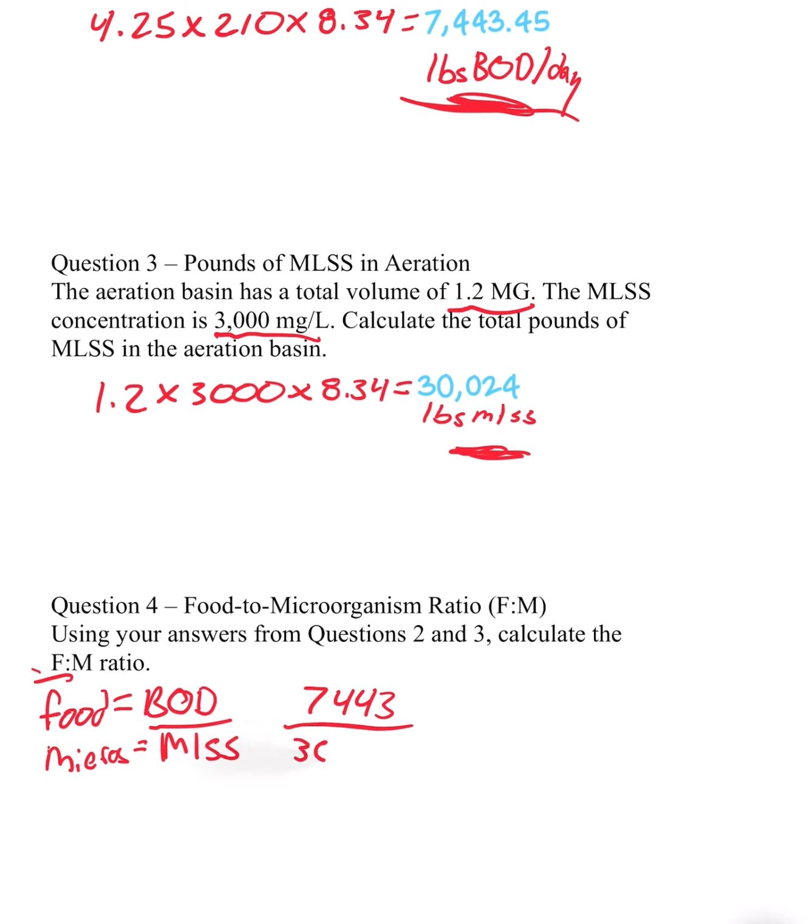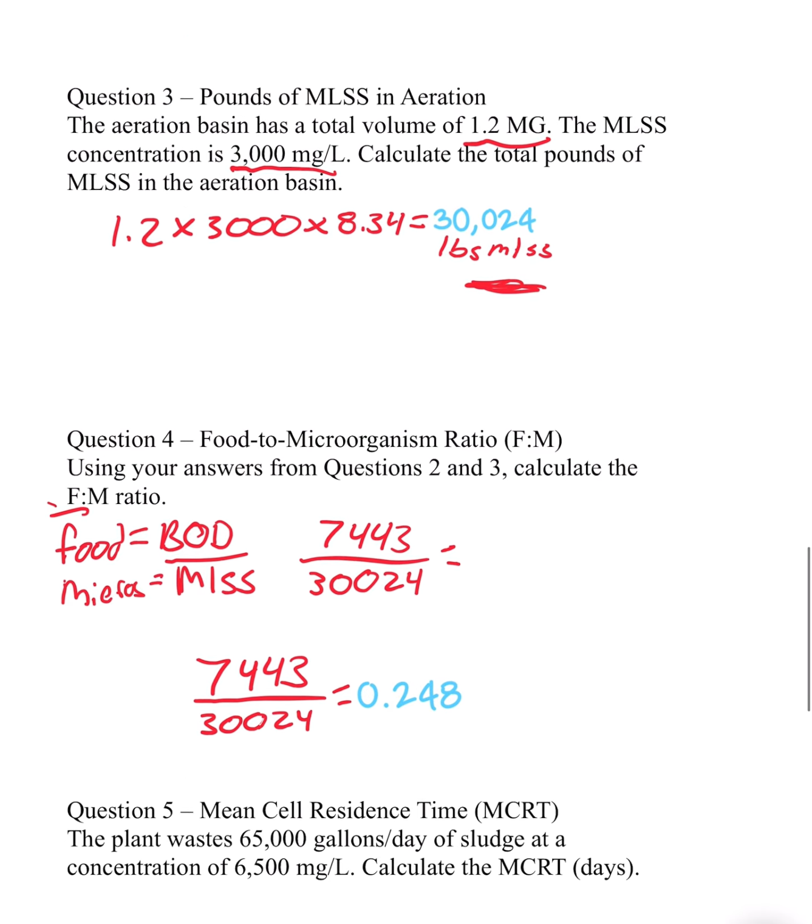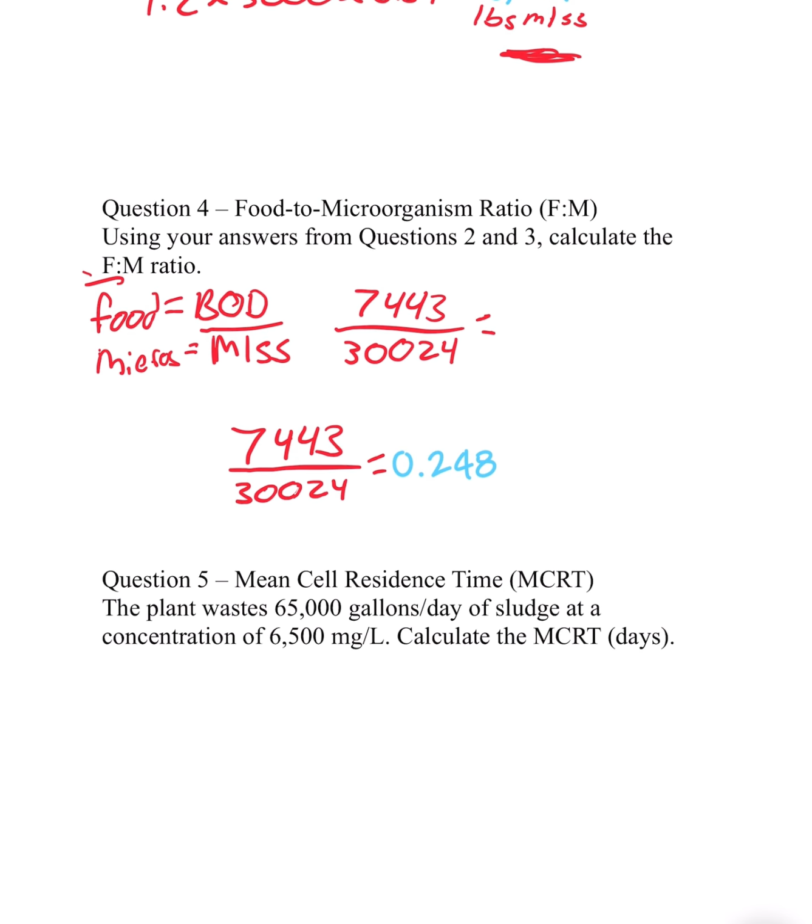So our BOD is 7,443 divided by 30,024. Why is it not doing what I wanted it to do? 7,443 divided by 30,024, and that's going to equal 0.248.